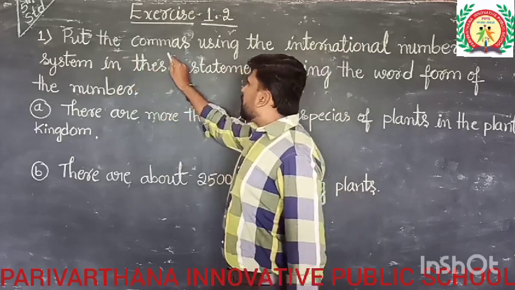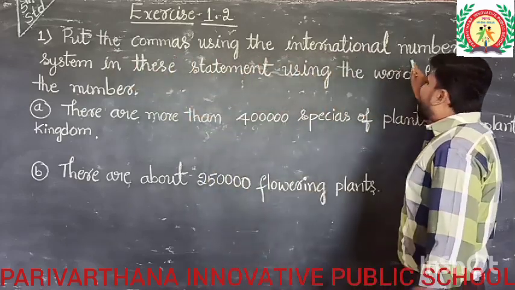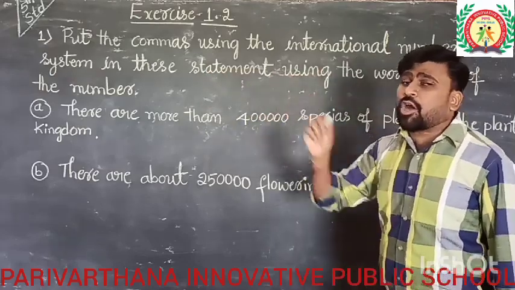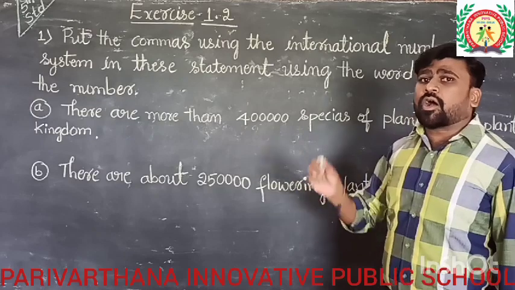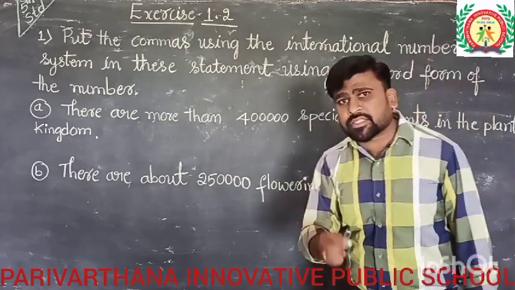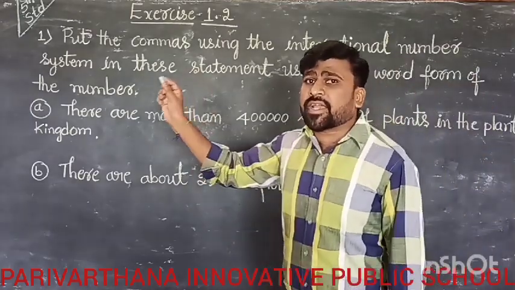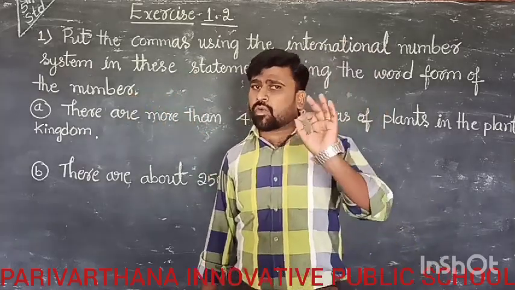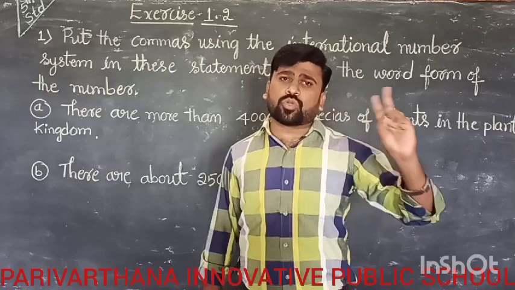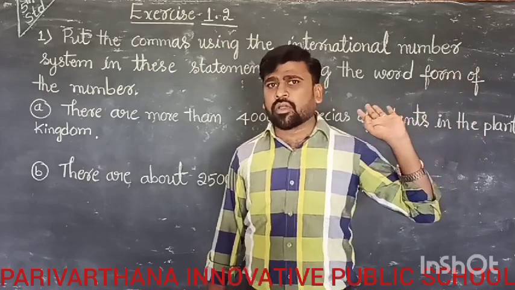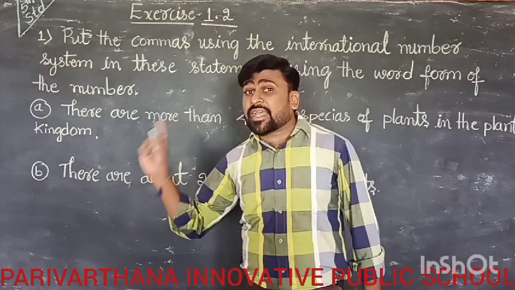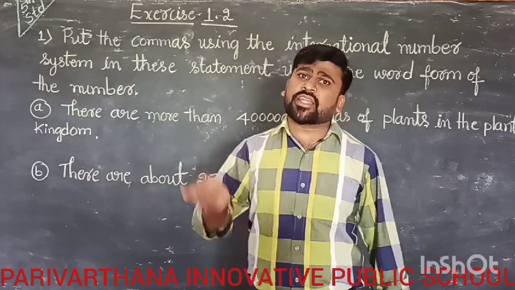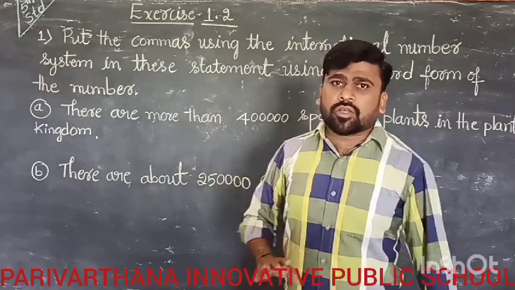Put the commas using the international number system. That means you have to put commas. You already know how to put commas in the Indian system as well as the international system. For the Indian system, after the first 3 digits put one comma, afterwards every 2 digits, 2, 2, 2, continue. But in the international system, first 3 digits, comma, again 3 digits, again 3 digits, again 3 digits, you have to put a comma.